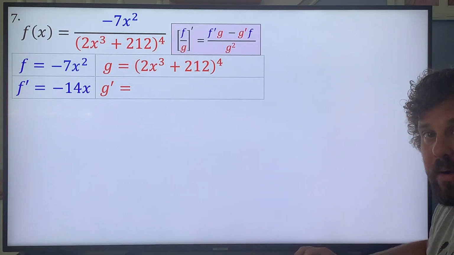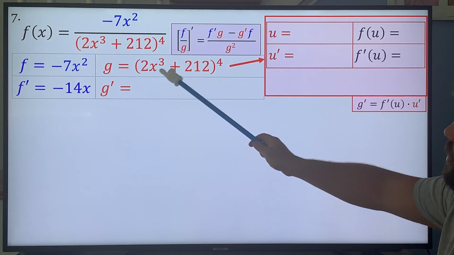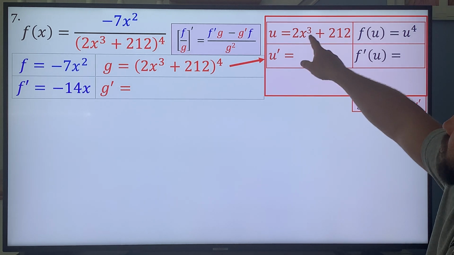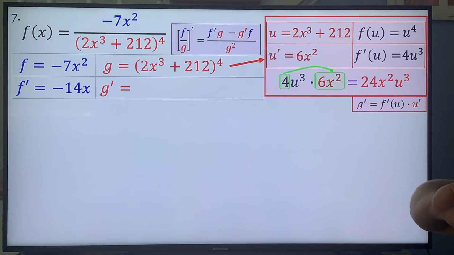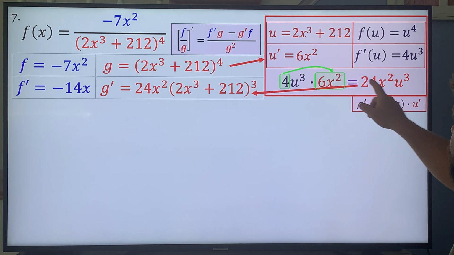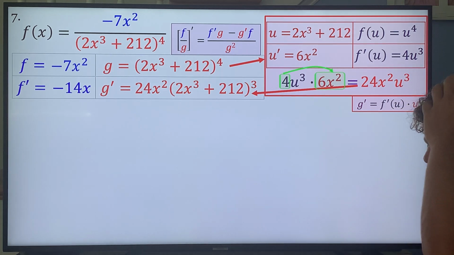Because this is raised to the fourth power, what do you have to use? The chain rule. What's my u? The inside, 2x cubed plus 212. F of u is u to the fourth power. 2 times 3x squared is 6x squared plus 0. 4u to the third power. Boom! 6x squared times 4u to the third. 6 times 4 is 24x squared, u to the third. And we plug this u back in, so it's 24x squared times 2x cubed plus 212 to the third power. All right? Follow the arrows.